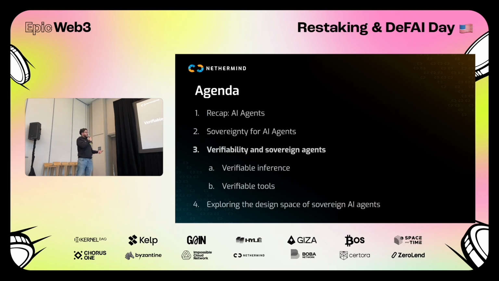Okay, and in this outline, I mentioned two main topics around verifiability. One is verifiable inference, and the other one is, for lack of a better term, I called it verifiable tools. Let's single in on these two topics and what we mean with them.